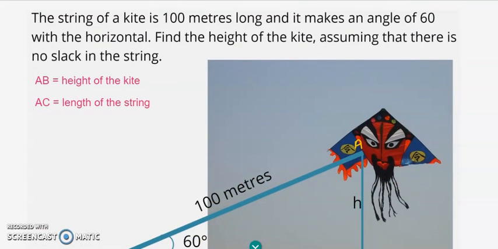A string of a kite. I hope all of you have flown a kite. So the string of a kite is 100 meters long and it makes an angle of elevation of 60 degrees with the horizontal. Find the height of the kite. If the string of the kite is tied on the ground to a particular point with a rod, then it will make an angle of 60 degrees with the horizontal. That is what they mean to say here.